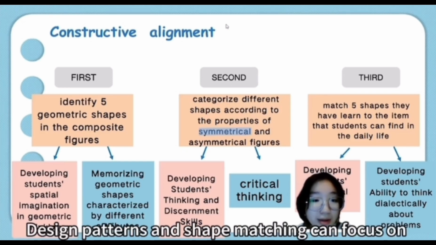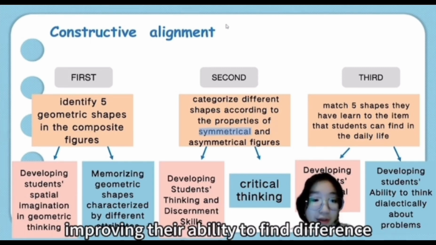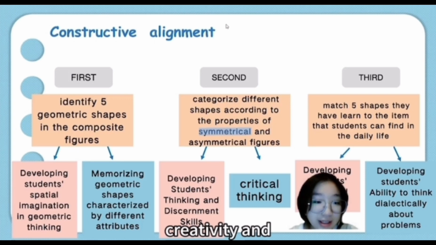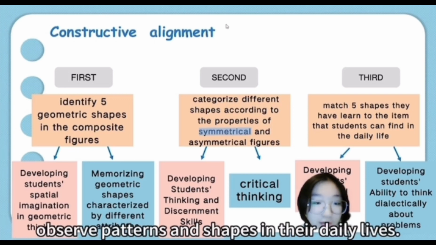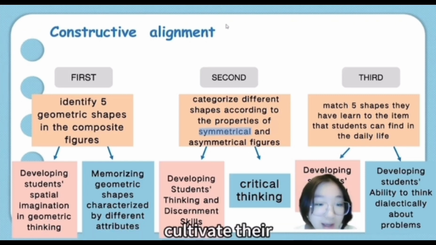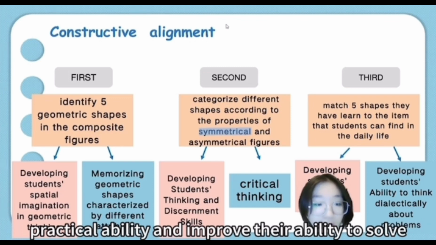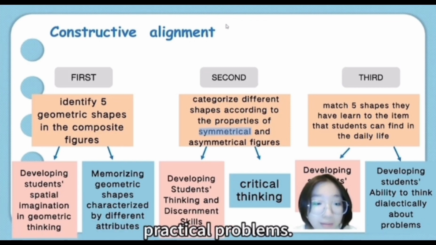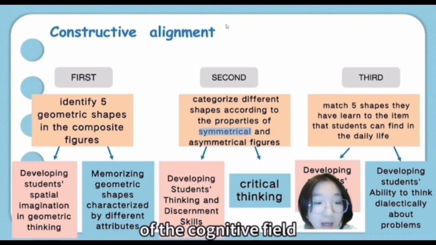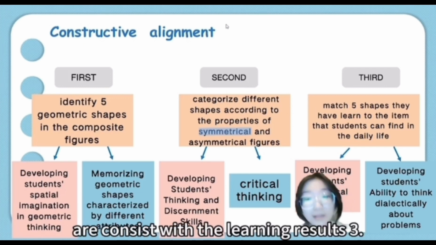Design patterns and shape matching can focus on improving students' analytical ability, improving their ability to find differences in daily life. It can improve their creativity and encourage students to observe patterns and shapes in their daily lives, and have a deeper understanding. I think this topic can also cultivate their practical ability and improve their ability to solve practical problems. The task we set according to level 4 of the cognitive field is consistent with learning outcome 3.